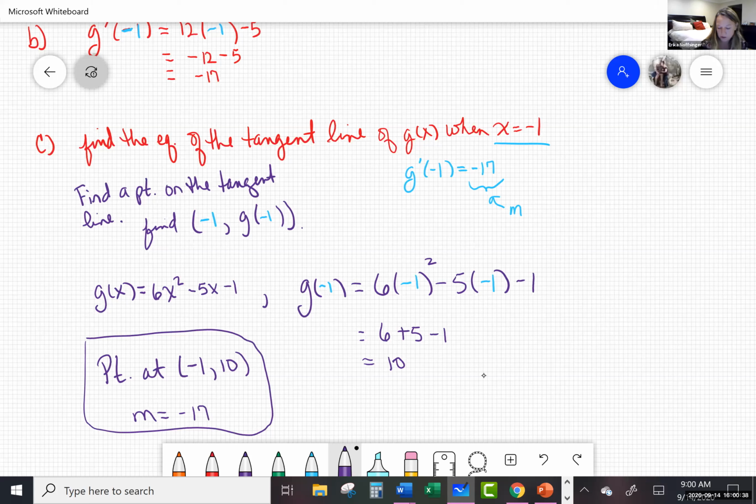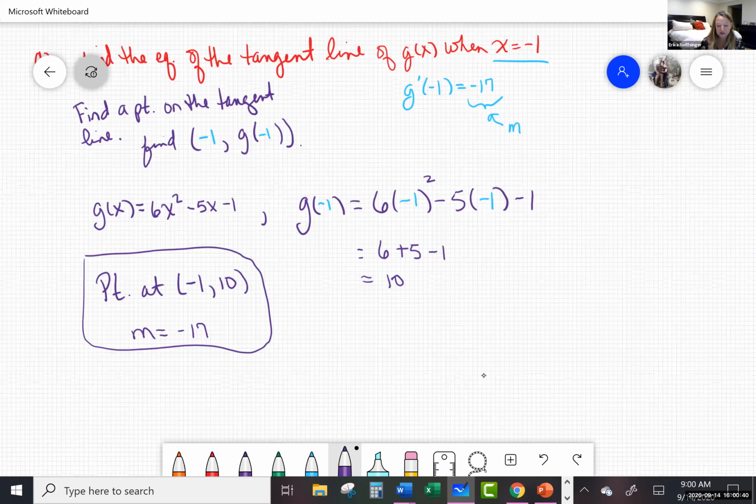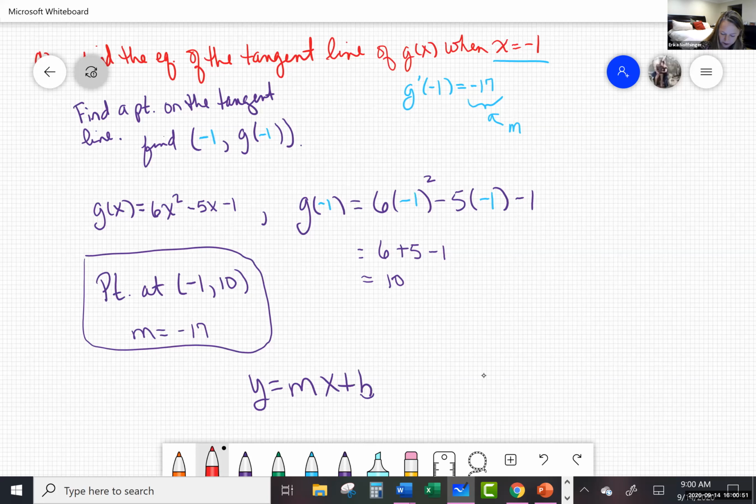So you can either use your point slope formula, you can use your slope intercept formula, however you want to do it. I tend to like using y equals mx plus b, but I think that your book shows you a little differently, so that might confuse you. But basically, I have my slope here, which is -17. I have a point on the line when x was -1. My y value here was 10.